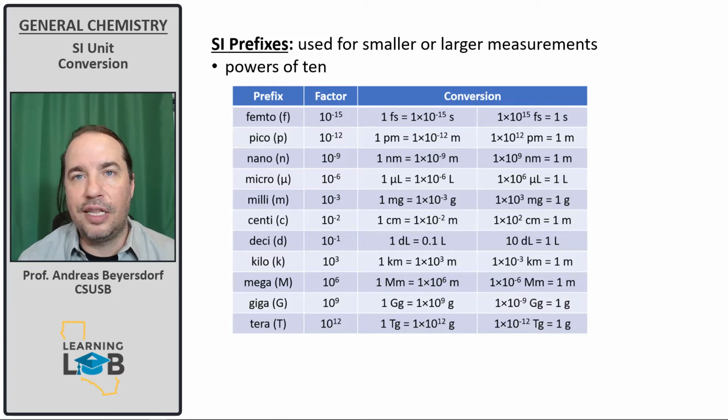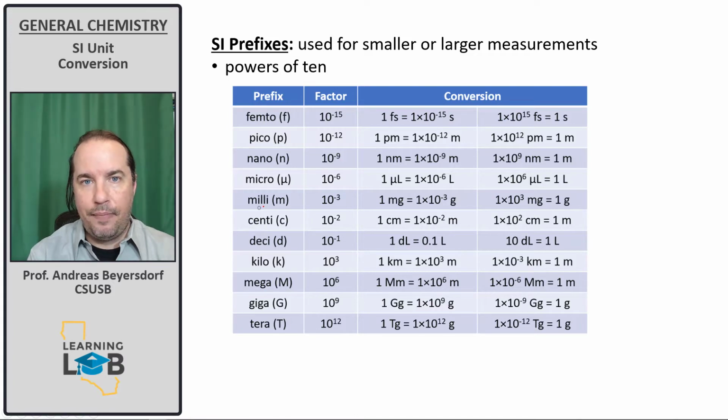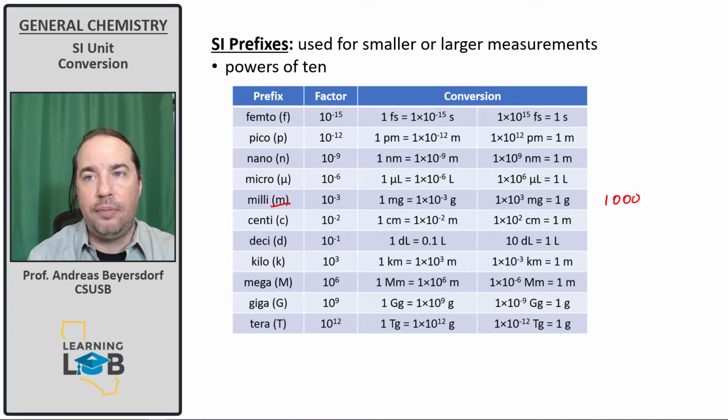SI prefixes allow us to deal with either very small or large measurements. They're all based on the power of 10. For instance, milli, abbreviated as m, allows us to look at small measurements. So for instance, 1 milligram equals 1 times 10 to the minus 3 grams, or 1,000 milligrams equals 1 gram.